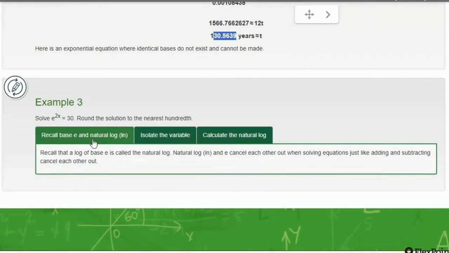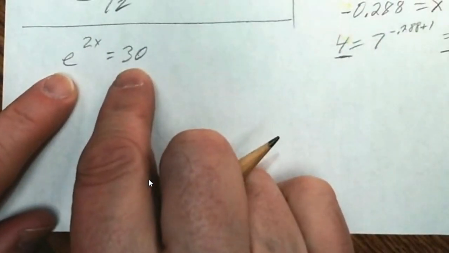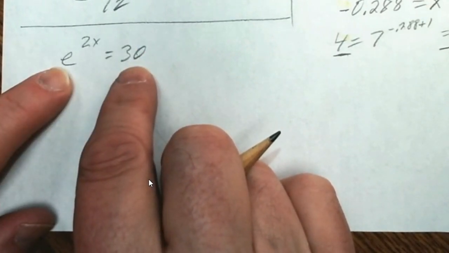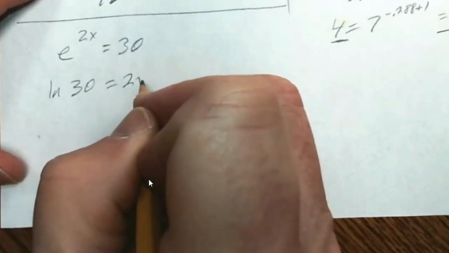Solve e to the 2x equals 30. Well, let's look at that one. Here's one where we can't get these to the same base. I don't know how to write 30 in base e, so we should rewrite this as a logarithm. Log base e would be ln of 30 equals 2x.